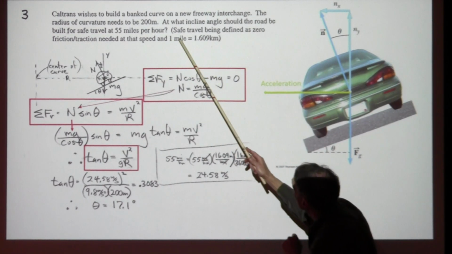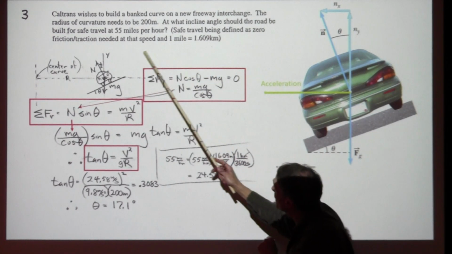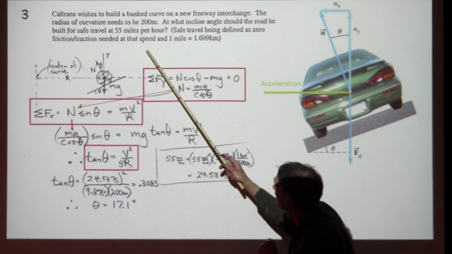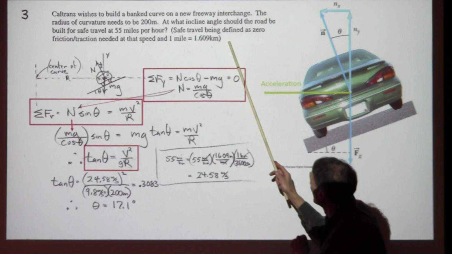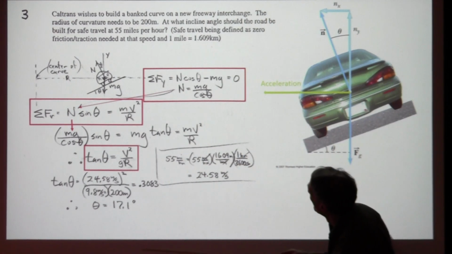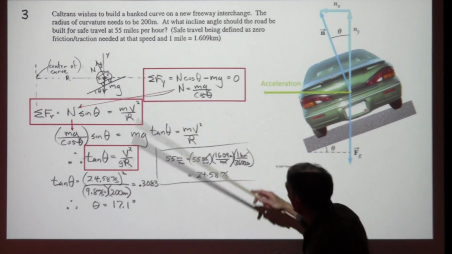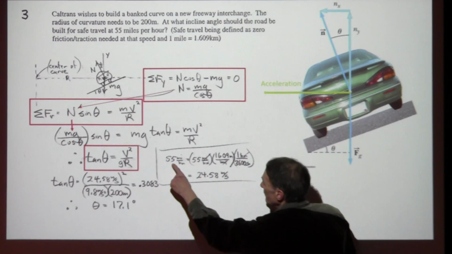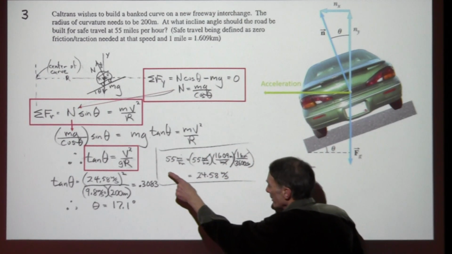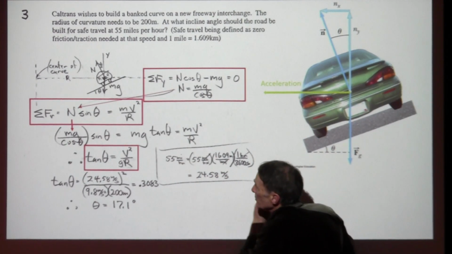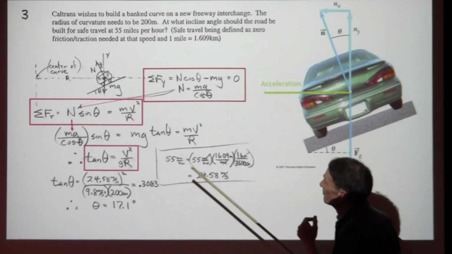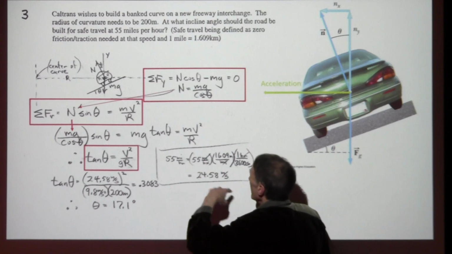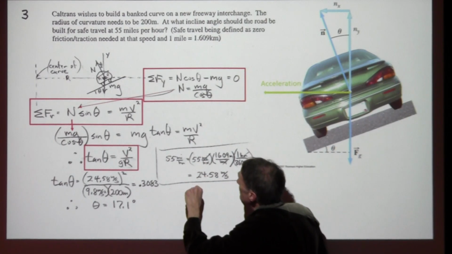Safe travel is defined as zero friction traction needed at that speed. And he gives you the conversion here, so you'd have to convert miles per hour. I do 55, I do a little conversion here. You know how to do this stuff. Turn it into meters per second, which is the speed I'm going to use. So that's how fast we would be designing this for.